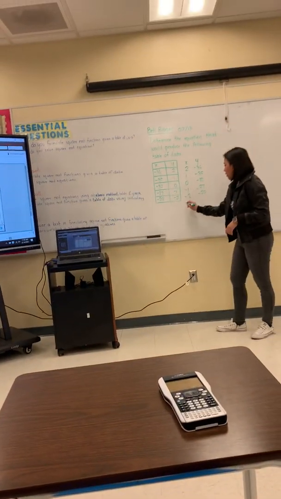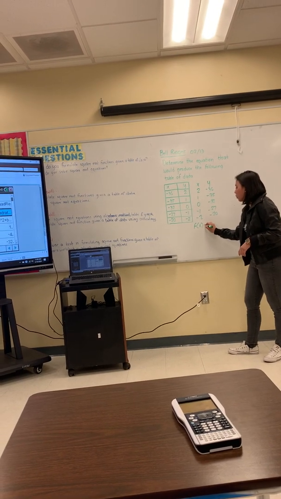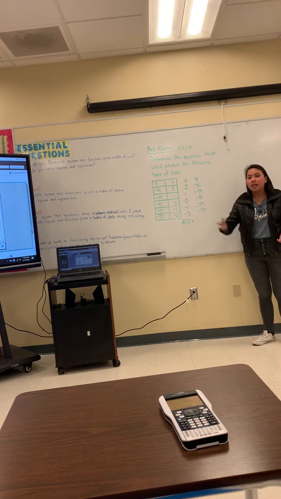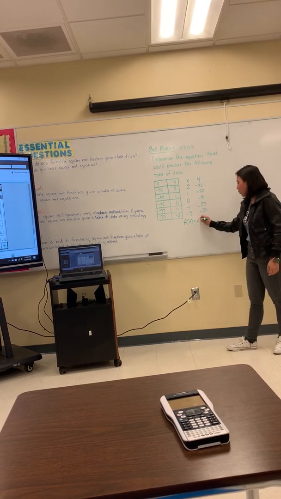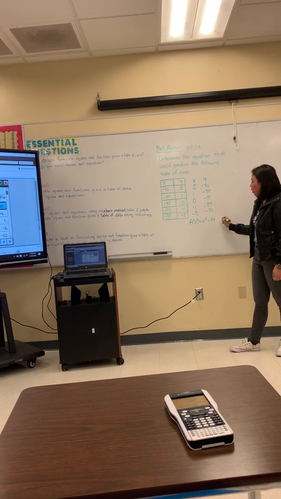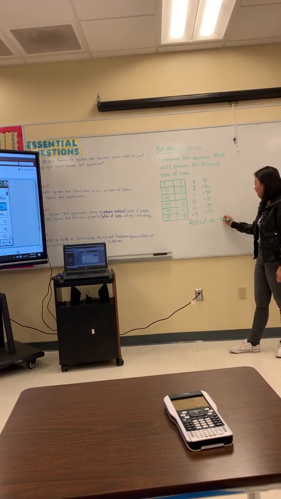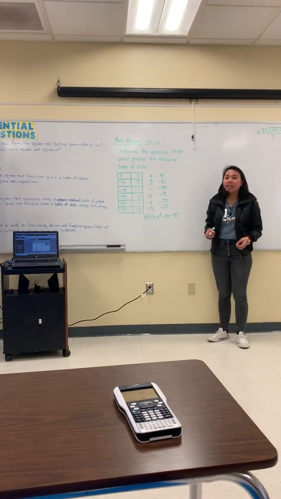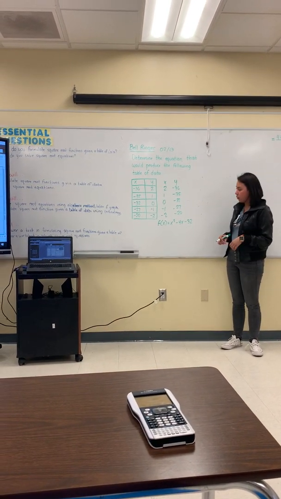Okay? So f of x is equal to ax squared plus bx plus c. This is for a quadratic function. We have x squared, a is 1, b is negative 4, so negative 4x, and c is negative 32. So x squared minus 4x minus 32.